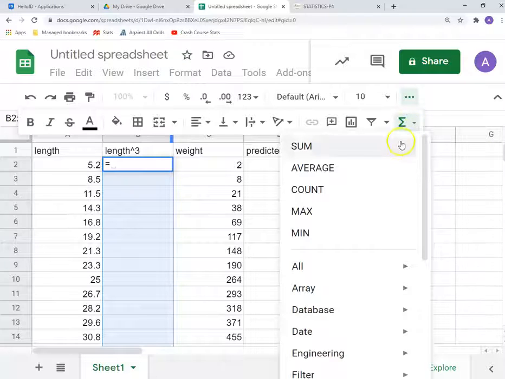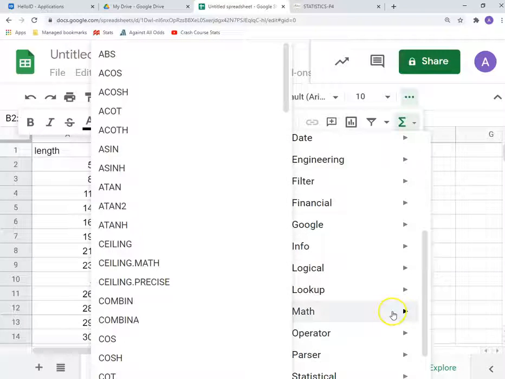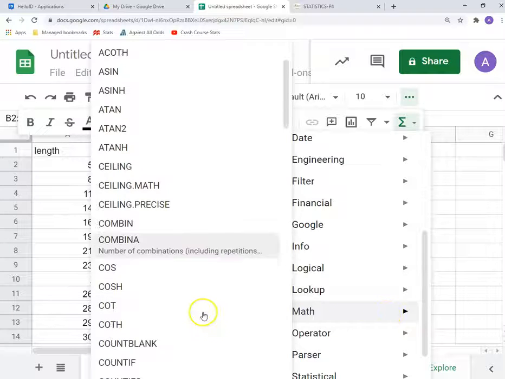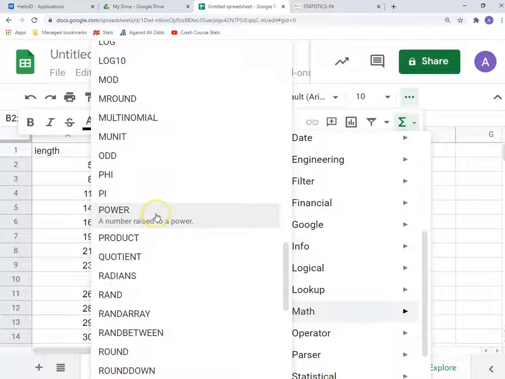Okay, we're going to go in there and go to Math, because this has nothing to do with a statistical analysis at this point. We're going to scroll down and choose Power, because we want to raise something to a power. They don't have just squared or cubed. You have to choose Power.